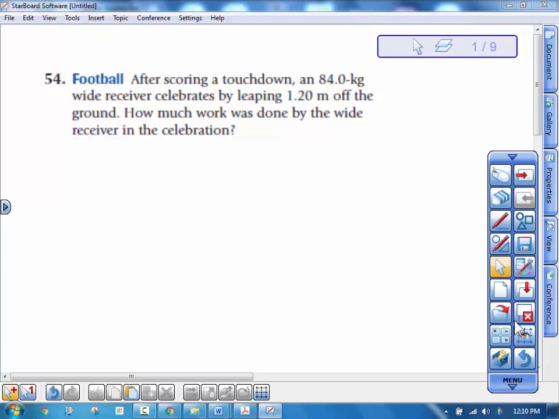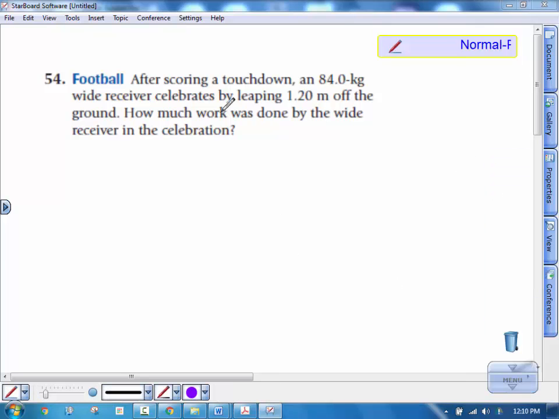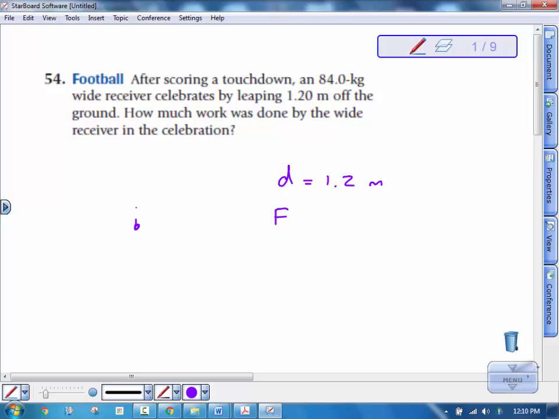Okay, this is Chapter 10 homework. First, problem 54 says, after scoring a touchdown, an 84-kilogram wide receiver celebrates by leaping 1.2 meters off of the ground. So 1.2 meters is the distance. We know there's a force involved that requires you to jump off the ground. The force that you're overcoming would be mass times acceleration, which in this case would be mass times gravity.